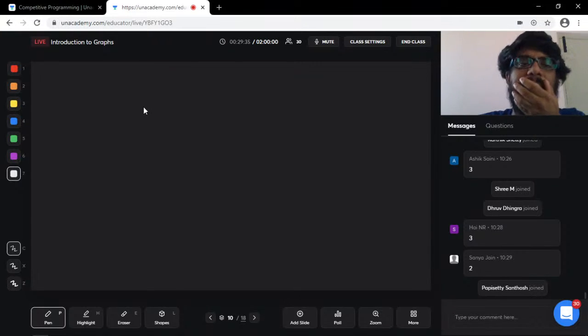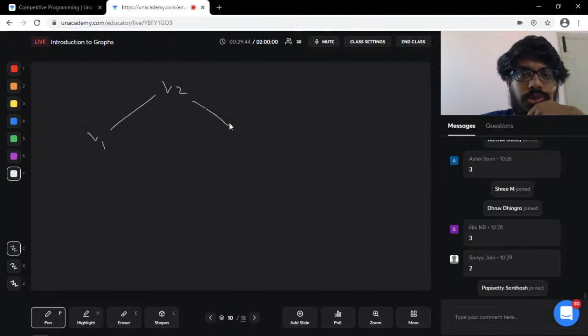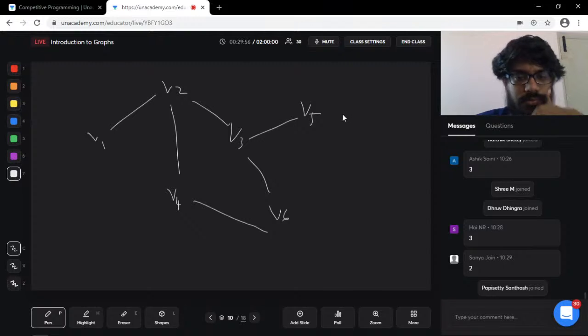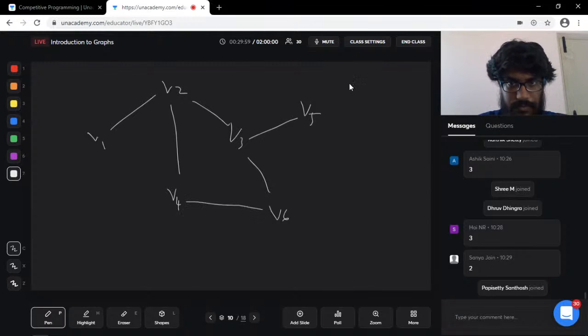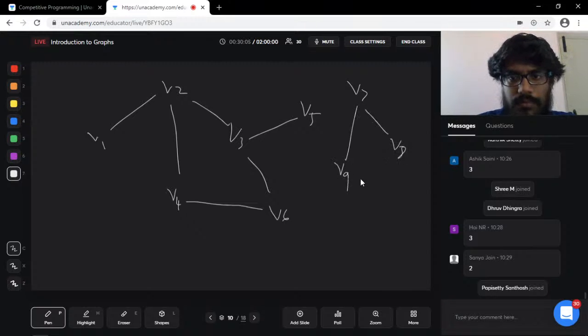So now we saw edges, right? And we talked about adjacency. So if I have V1, V2, V3, suppose this is my graph. This is a graph with 9 vertices, and how many edges? 1, 2, 3, 4, 5, 6, 7, 8 edges. So there are 9 vertices and 8 edges in this graph.